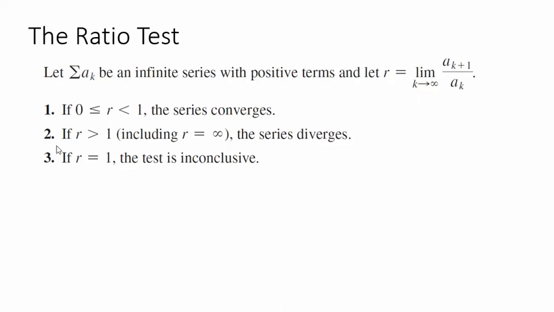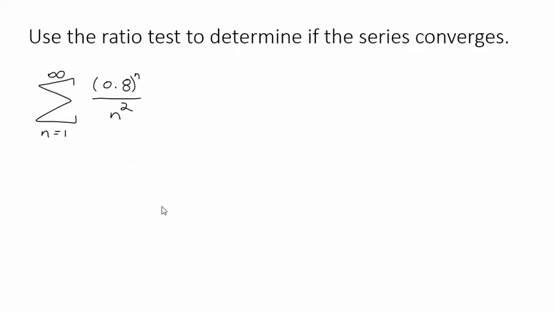If that ratio is between and including 0 up to 1 and less than 1, the series will converge. If it's greater than 1, the series diverges, and if the ratio is equal to 1, then it's inconclusive. So here's the example we want to look at. Use the ratio test to determine if the series converges.